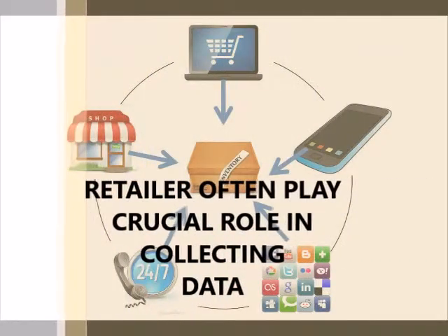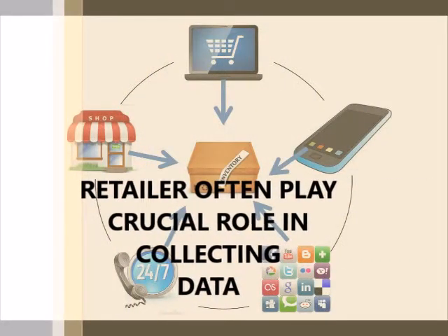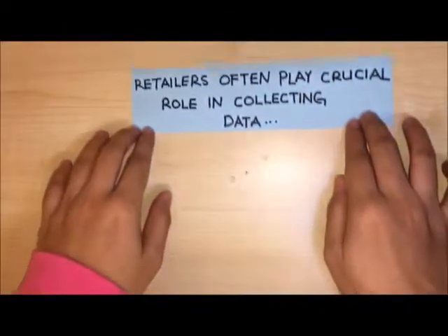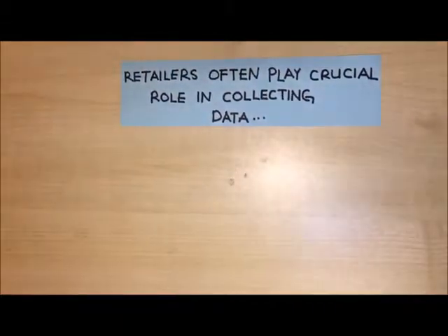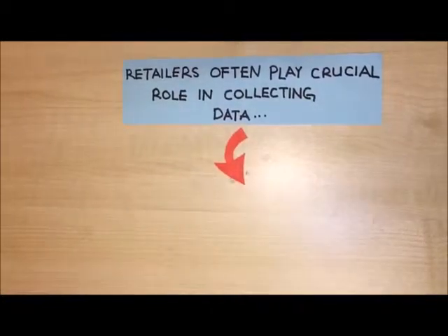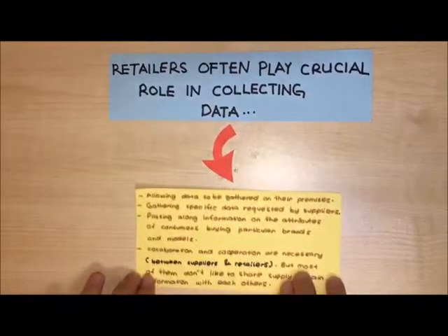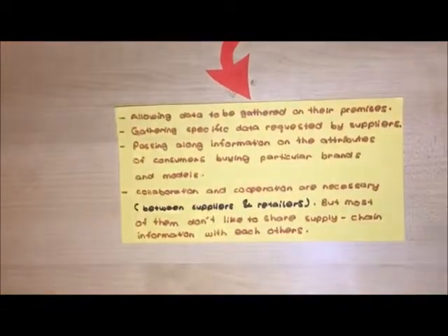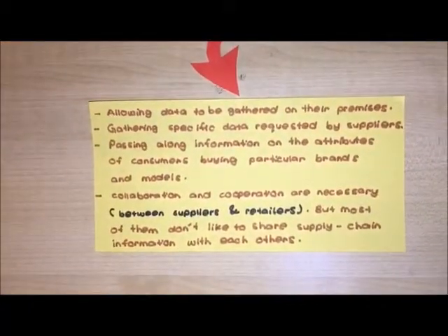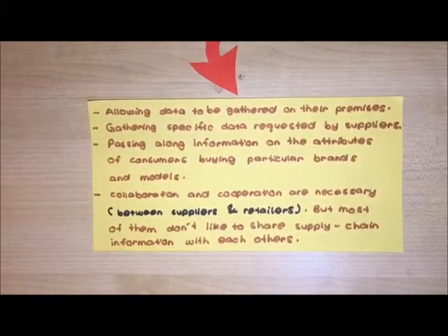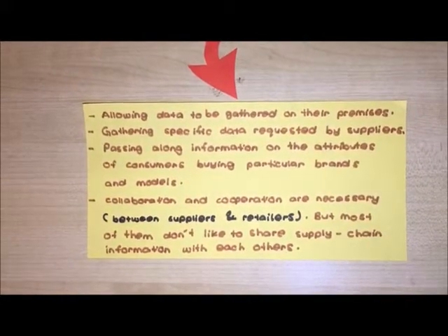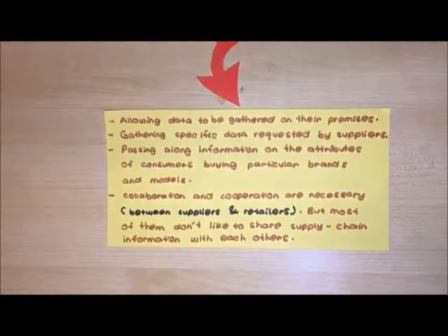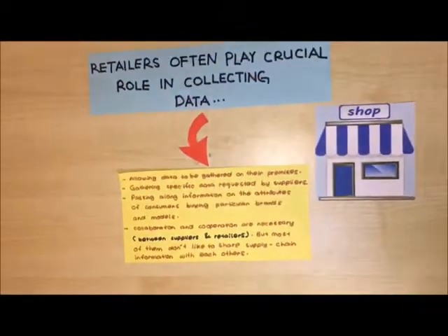Let's move to how retailers often play a crucial role in collecting data: allowing data to be gathered on their premises, gathering specific data requested by suppliers, passing along information on the attributes of consumers buying particular brands and models. Collaboration and cooperation are necessary between suppliers and retailers.